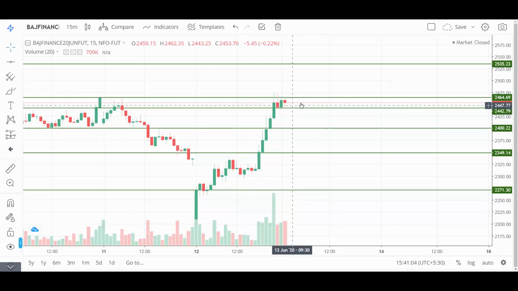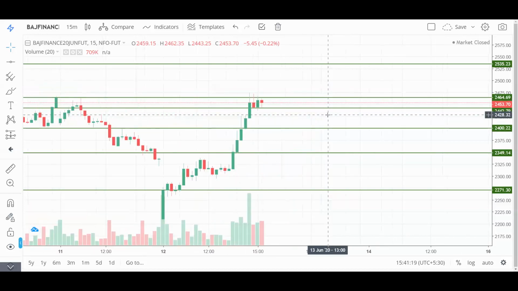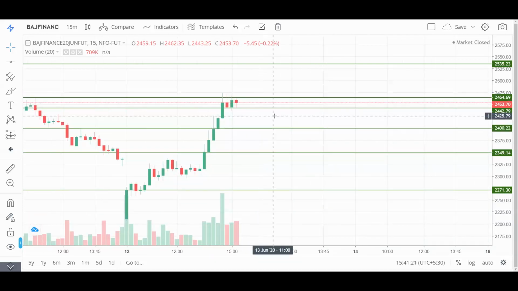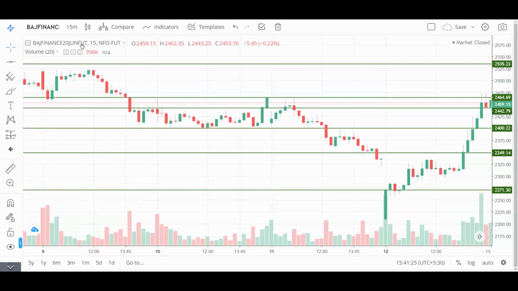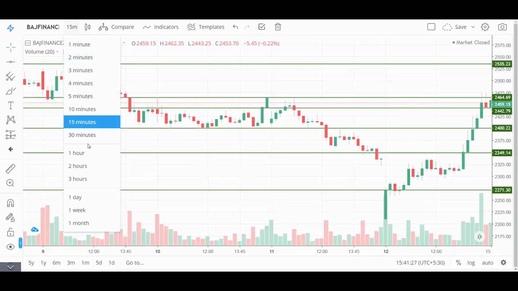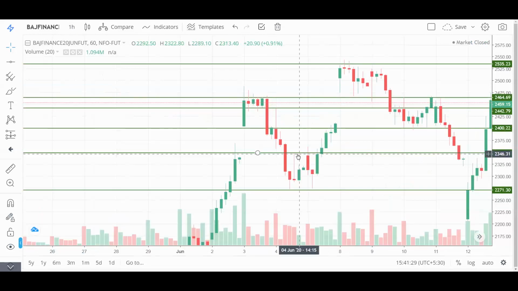And you can short Bajaj Finance if it sustains below 2440. If it is able to break this 2440 and it is sustained below this level, then you can go short on Bajaj Finance. So these were the levels for Bajaj Finance. You can check the same on the 1-hour chart for swing traders.